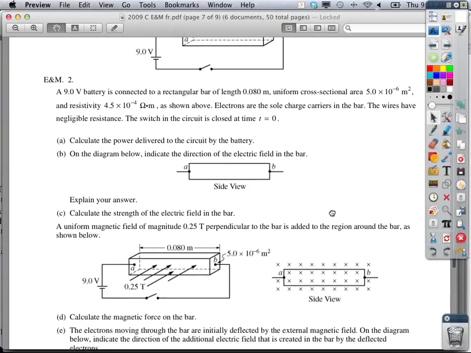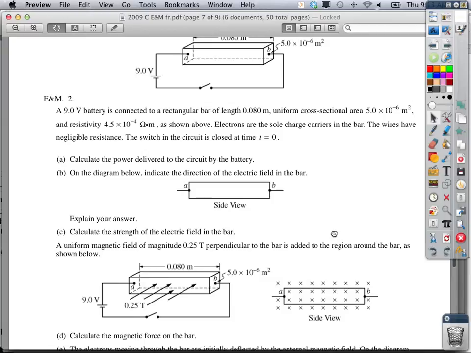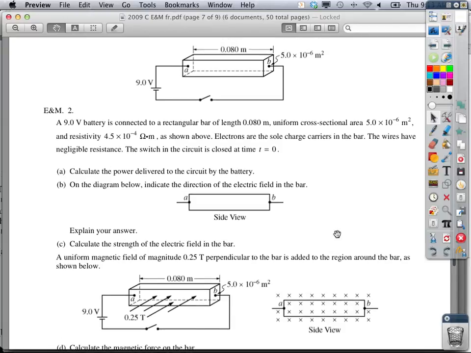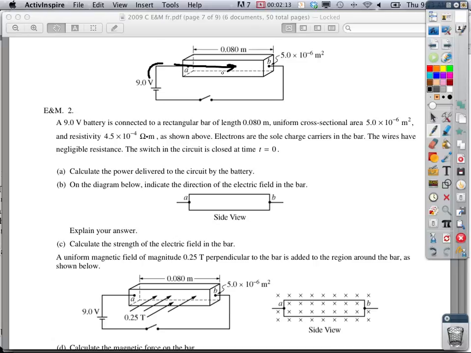All right. Then on the diagram below, indicate the direction of the electric field in the bar. Okay, so if we just look at this and say, which way does current flow? Conventional current goes like this, right? So then which way must the electric field point?